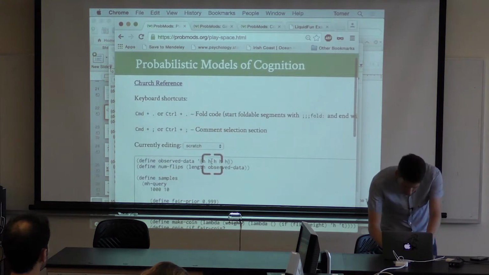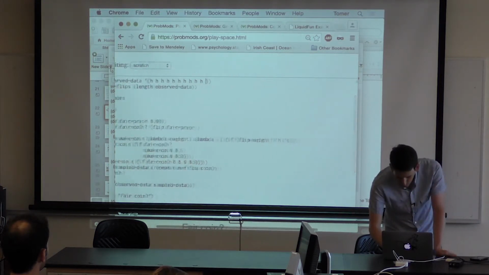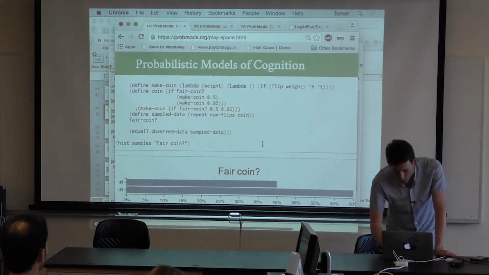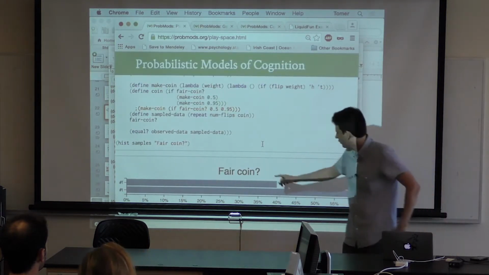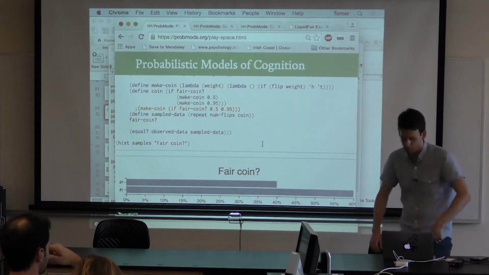But now we can change that. We can change the data to add a few more heads here. And I think we're now more or less at 10, and it's starting to be like, well, is it a fair coin, yes or no? Well, I'm like 60% sure that it's a fair coin now.